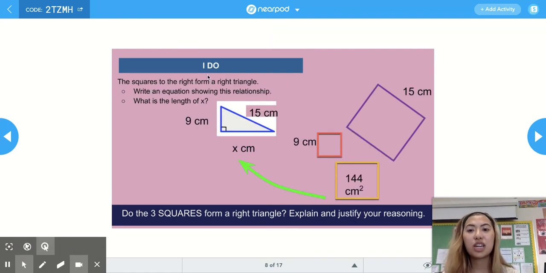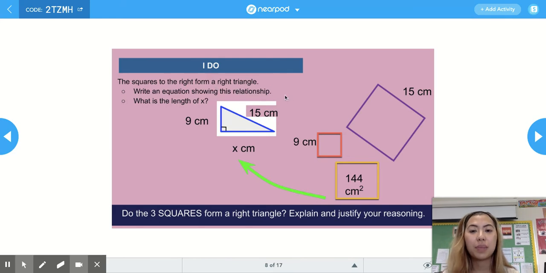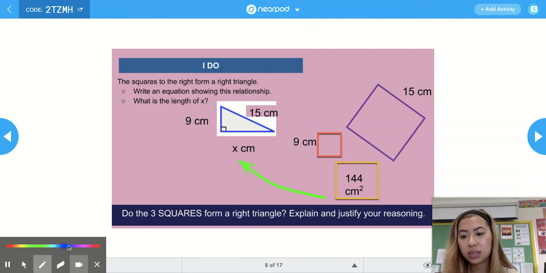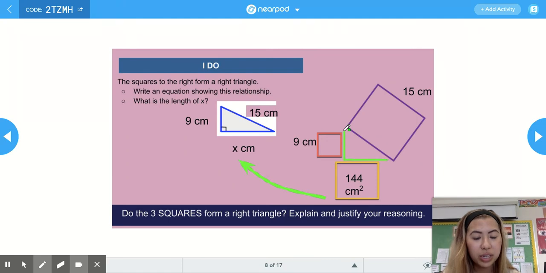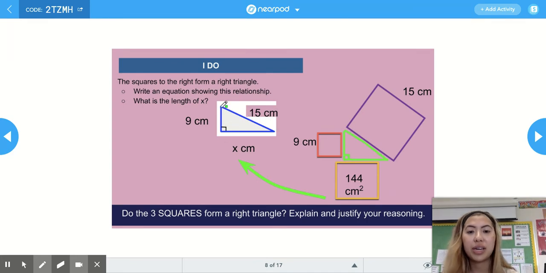This next I Do problem reads, the squares to the right form a right triangle. We have to write an equation showing this relationship, and then we have to answer the question, what is the length of x? So I'm going to make the right triangle that's formed by these squares a little bit more clear. So it's right here, and then of course it's also drawn right here.